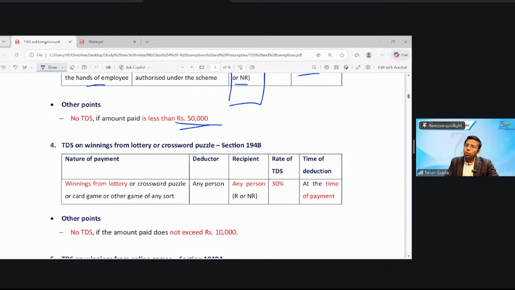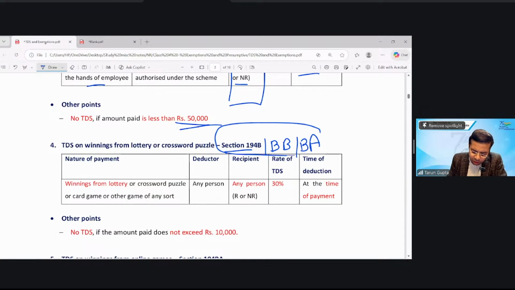We are quickly doing each section. We are not going in depth on these sections because they are part of the TDS chapter which you have already covered. Then there is section 194B. Actually, there are three sections: 194B, BB, and BA. All these three sections are about lottery income.